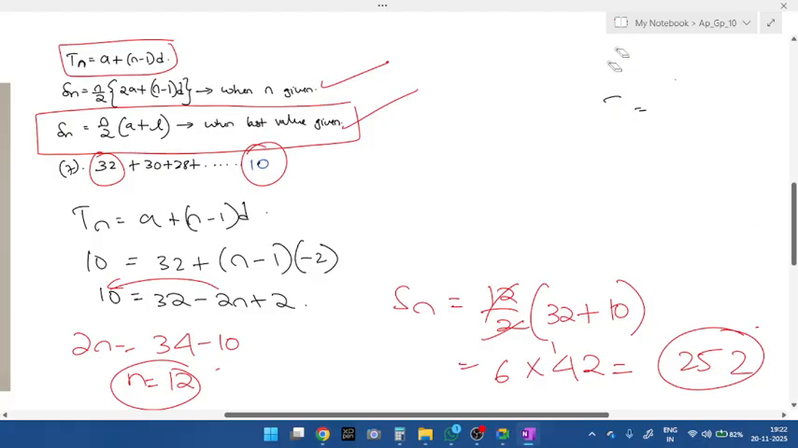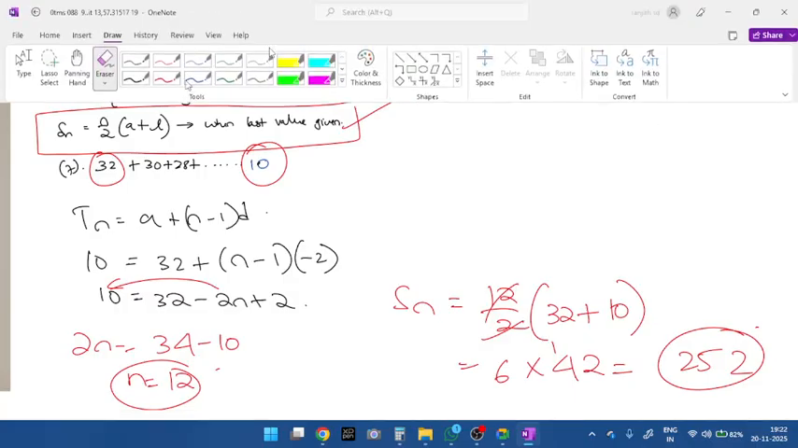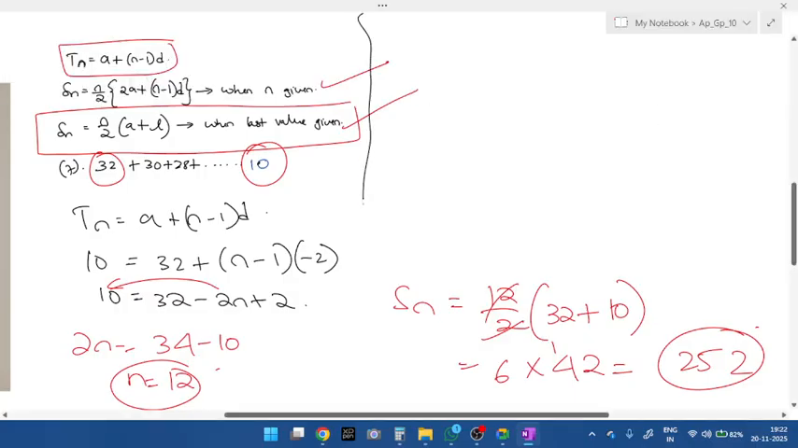Fine, A plus L. And then don't get confused. There are a lot of concepts. After this, we have geometric progression. Even for that, there are formulas. Okay, so keep practicing. Only if you keep practicing, you'll never get confused with the formula, students.